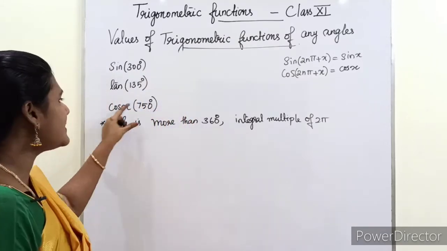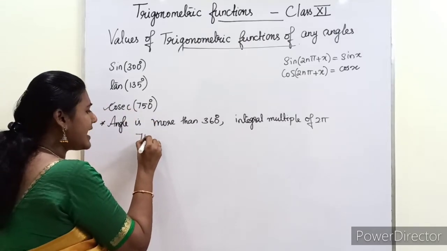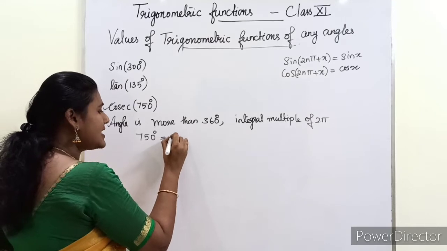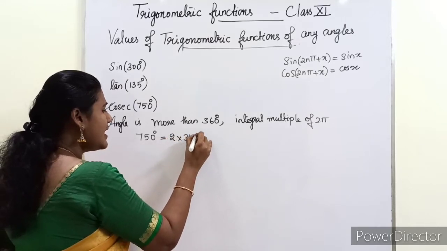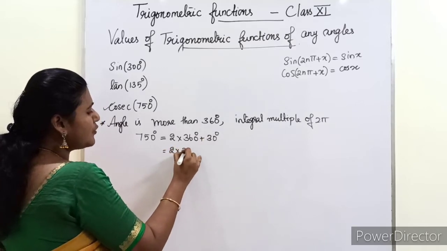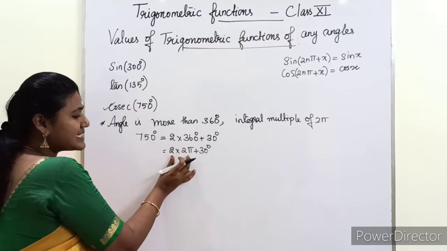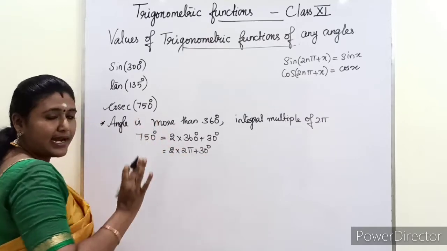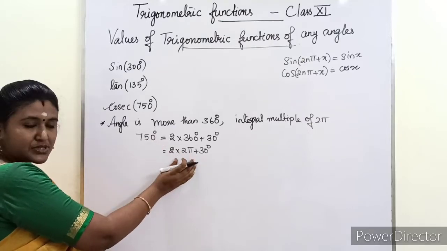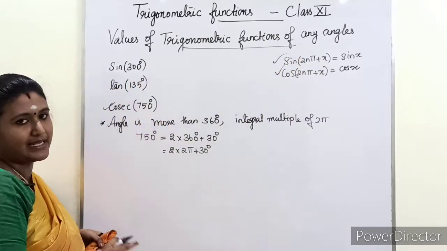So if the angle is more than 360 degree, for example in this case the angle is 750 degree. So 750 degree we can write as 2 into 360 plus 30 degree, that is 2 into 2 pi plus 30 degree. So you have to express the given angle as an integral multiple of 2 pi and an acute angle. After expressing this angle in terms of an integral multiple of 2 pi, then you have to use this formula for getting the answer.